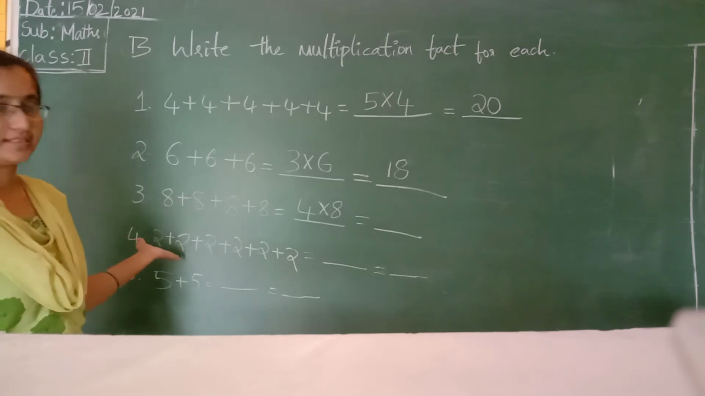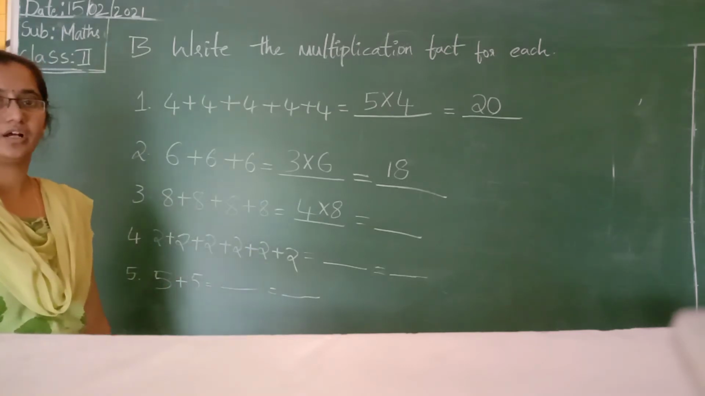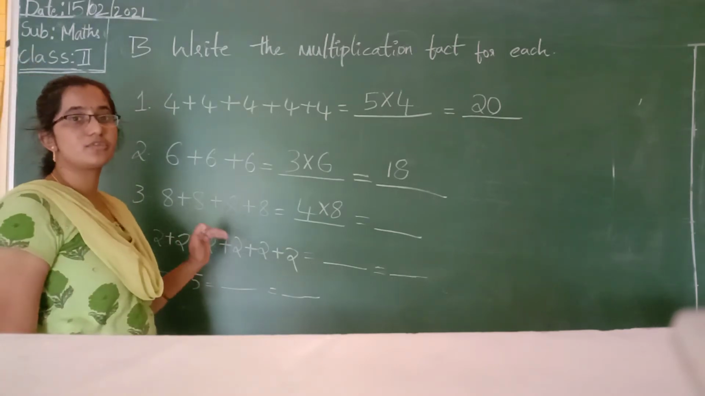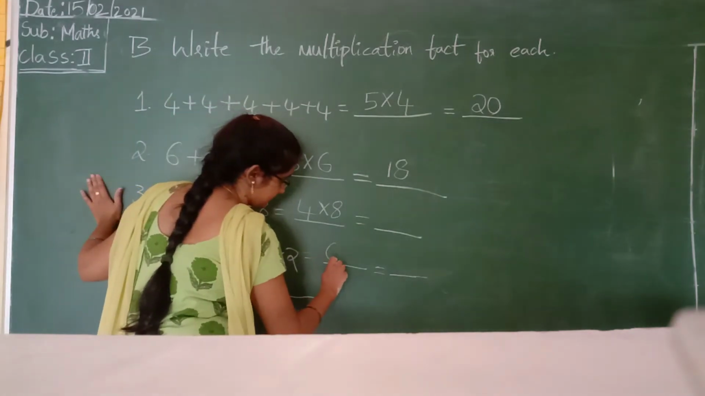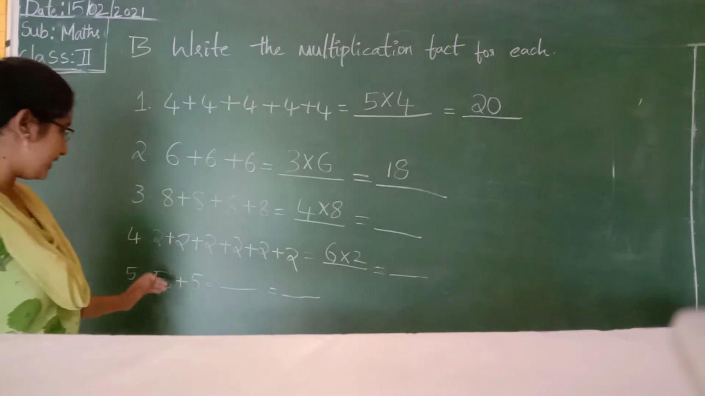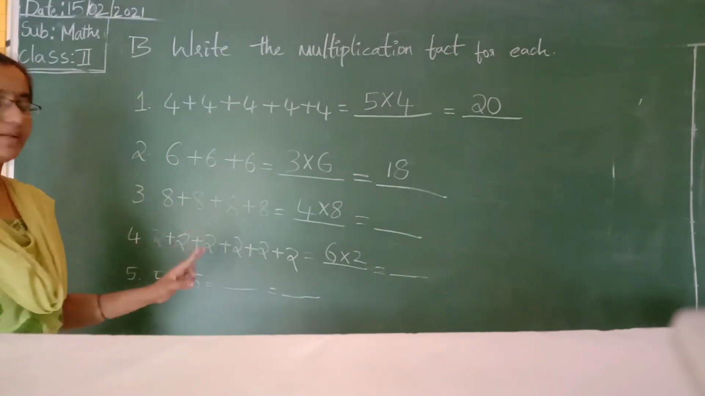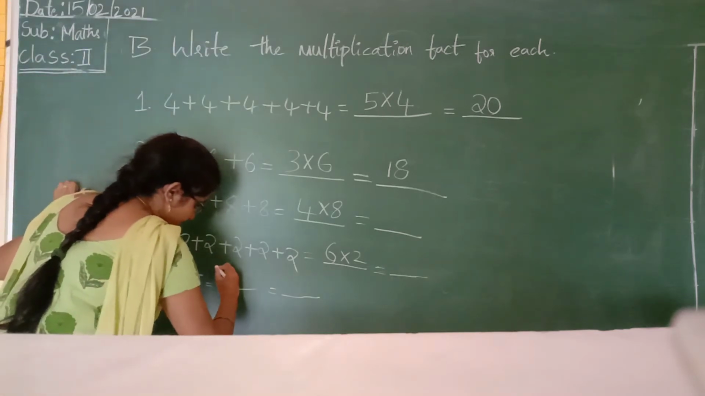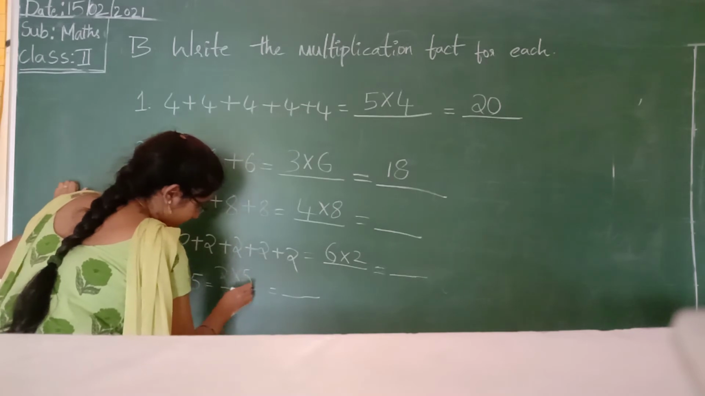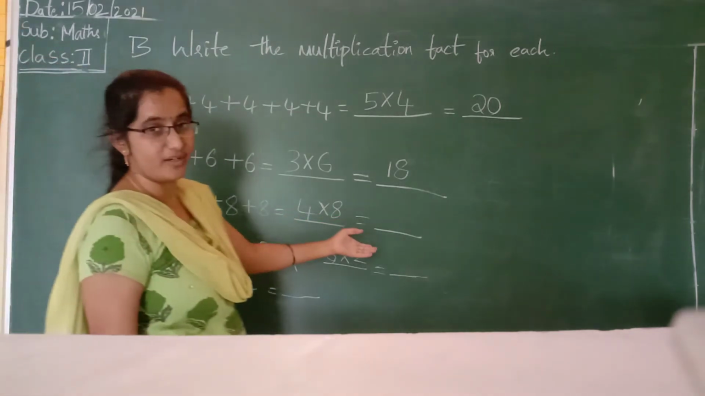What about these 2s? 1, 2, 3, 4, 5, 6. How many 2s are there? 6 times 2. That is 6 into 2. Right? Next, 5s. How many 5s do we have? Two 5s. That is 2 times 5, that is 2 into 5. So we'll write here the products.